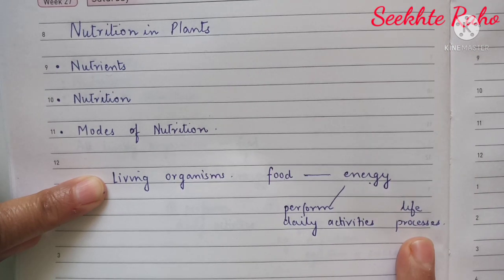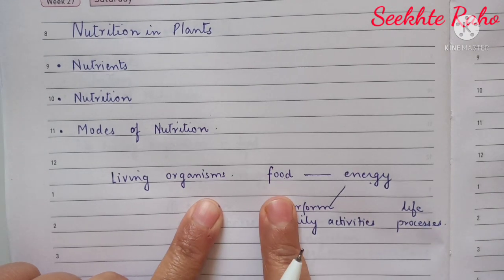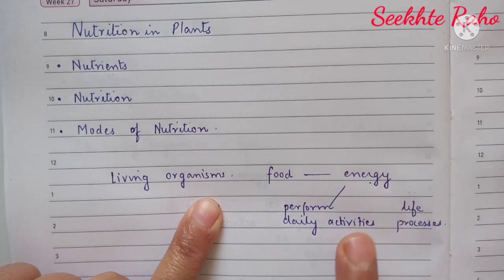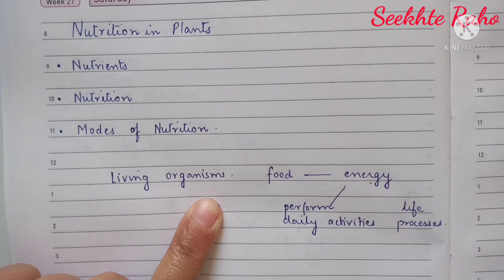such as digestion, where breakdown of food into simpler substances takes place, excretion, where the harmful substances are thrown out of the body. Right? So living organisms, we need food which provides us with energy to perform daily life activities and life processes also. Right?